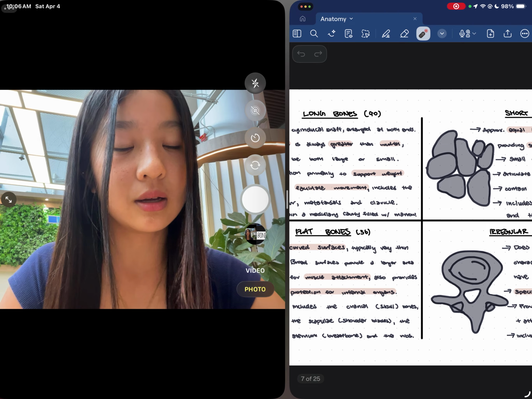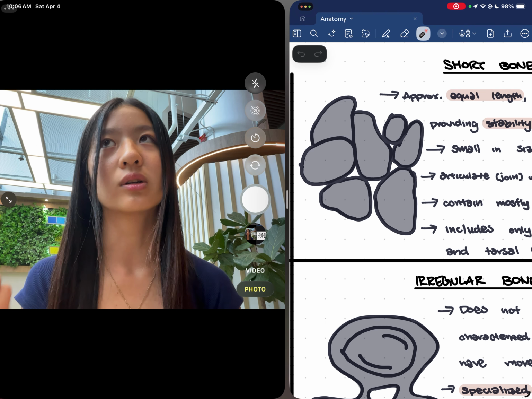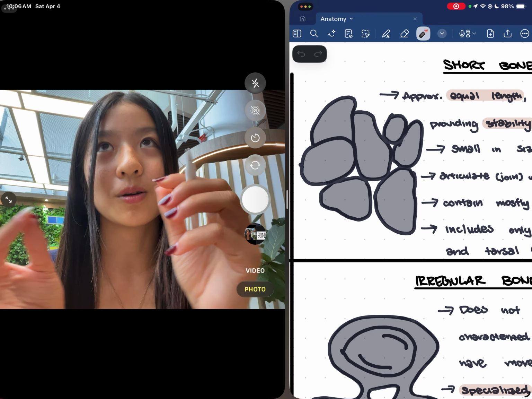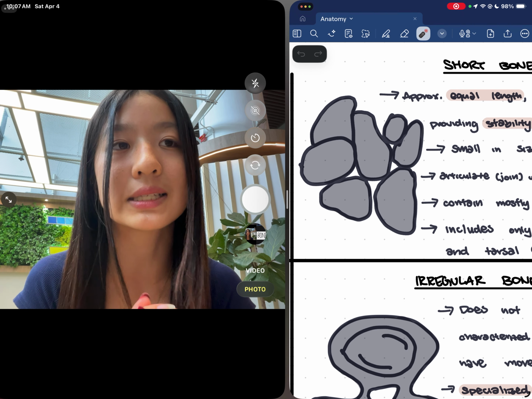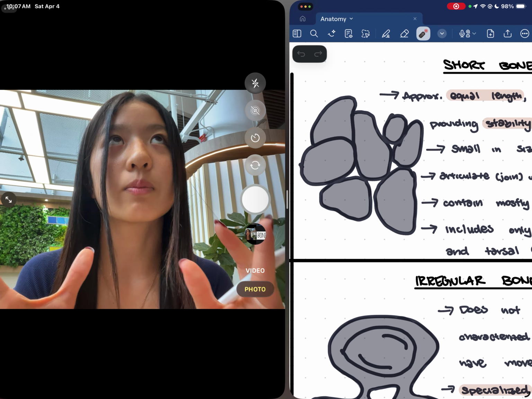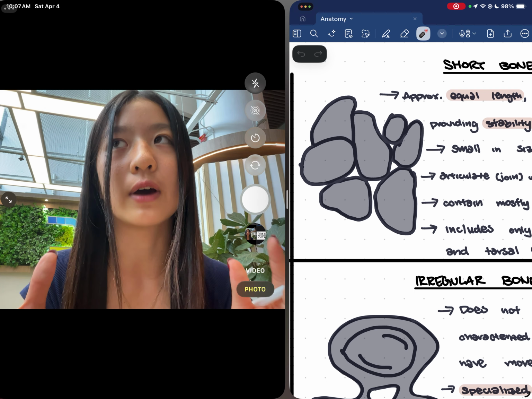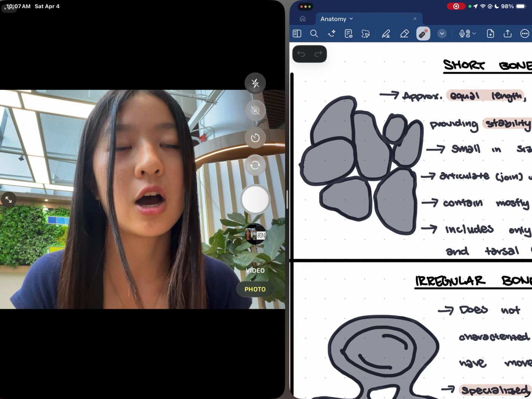Okay, the next one we're going to look at is short bones. So short bones are bones that are equal in length all around. So the width and their height are basically equal, and they're quite small in size, and they usually provide for movement and really precise motor movement. So they're found in your metatarsals and your metacarpals, which are your fingers and your toes.